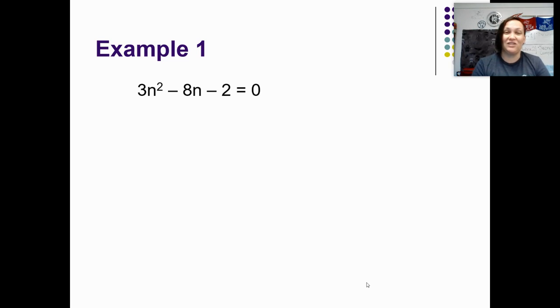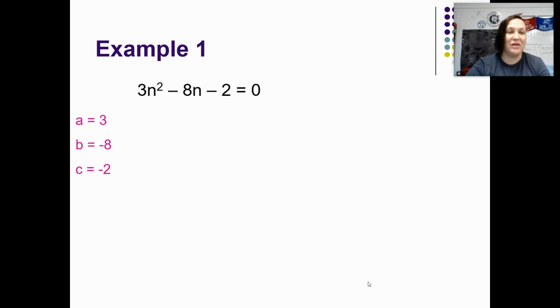So I'm going to start this problem the same way I have for the past 2 days. First, I need to make sure that this is in standard form. So it's in descending order and it's equal to 0, which it is. Next, I'm going to identify my A, my B, and my C. My A is 3, my B is -8, and my C is -2. Now I'm going to plug this into the quadratic formula, which I've memorized.